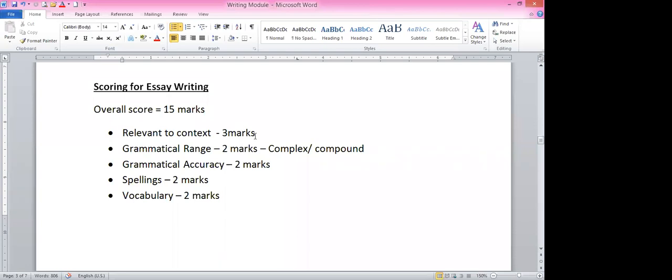It's relevant to context, grammatical range. Can you showcase some kinds of sentence structures, like whether you can write in sentences like active, passive, okay? Active, where the action is done by the doer in that case and not by the receiver. So active and passive voices, if you can write. Complex, compound structure of sentences.